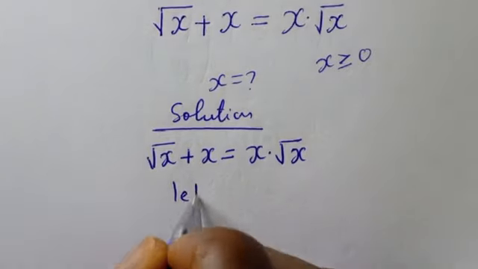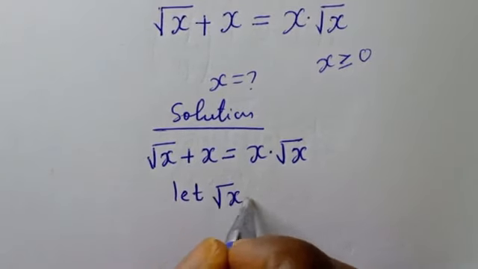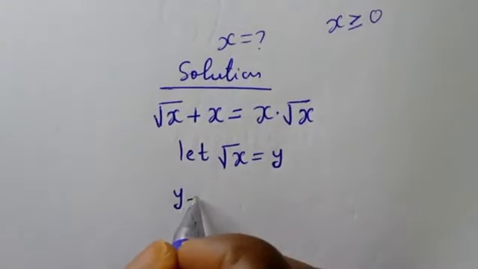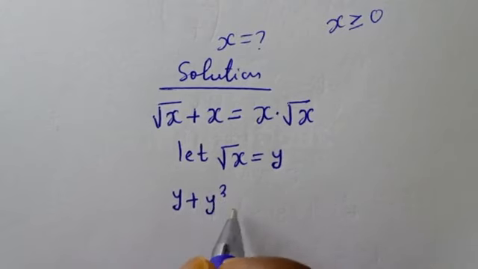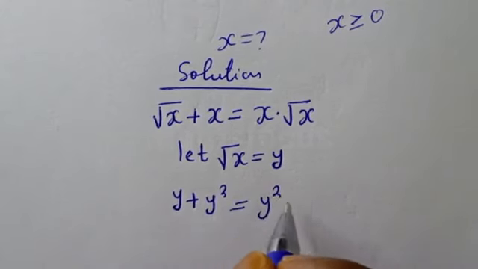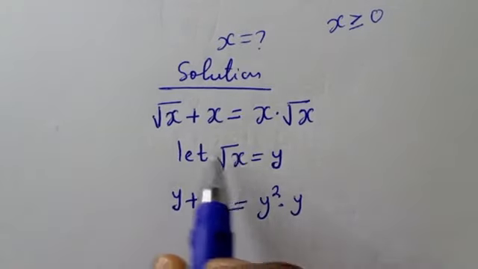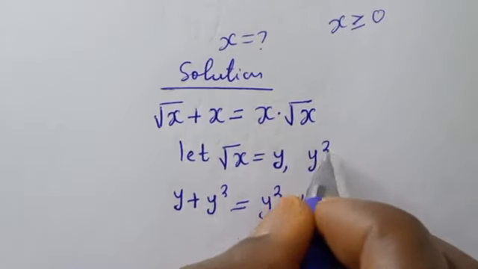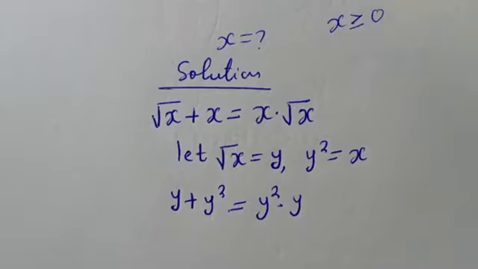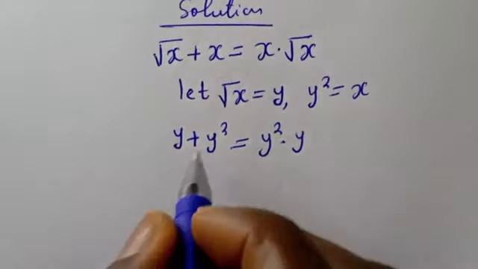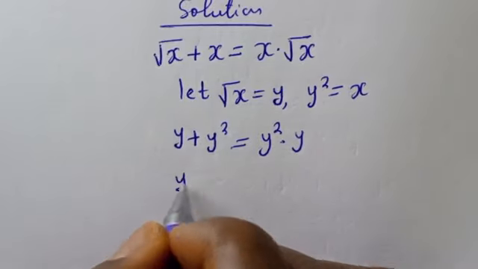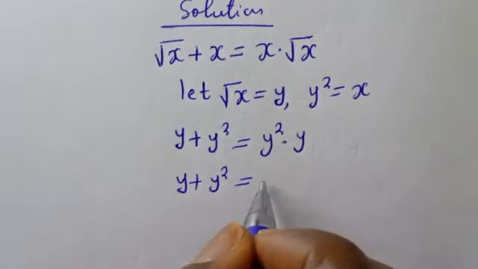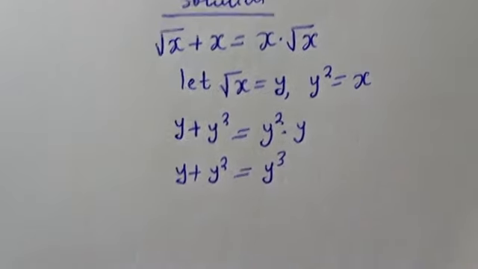Let square root of s be equal to y. Then this is y plus y squared is equal to y squared multiplied by y. Because from here, if square root of s is equal to y, therefore y squared will be equal to what? s. Now, this is y plus y squared is equal to y squared multiplied by y, raised to power 3.